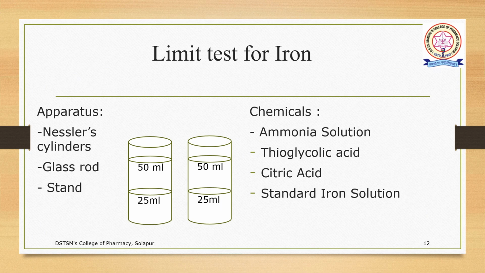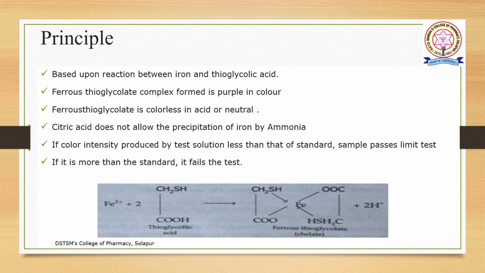The next one is the limit test for iron. The requirement of the apparatus is the same. Again the chemicals are some additional, that is ammonia solution, thioglycolic acid, citric acid, and standard iron solution. It involves the reaction between the iron and the thioglycolic acid, and it forms the ferrous thioglycolate complex. This ferrous thioglycolate complex is purple in color. Hence, in the limit test for iron, we have to compare the color intensity. This color will be pink to purple in shade.